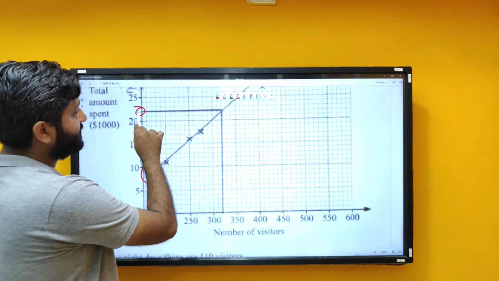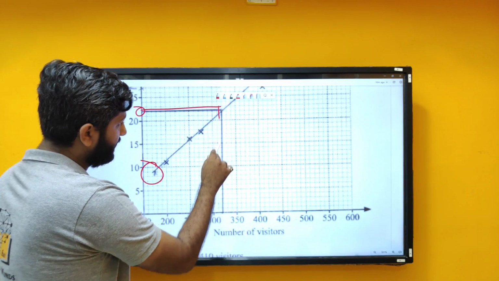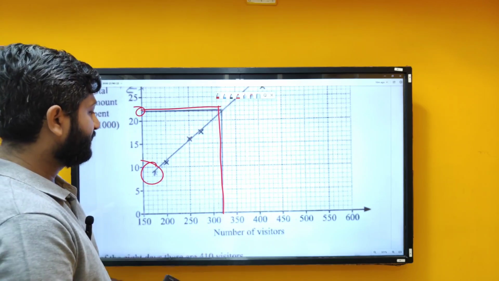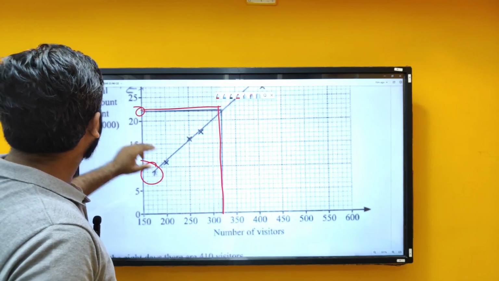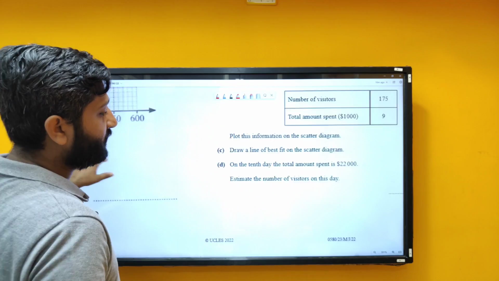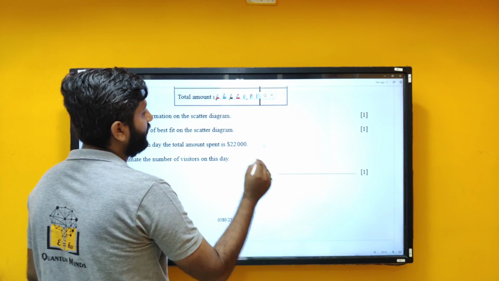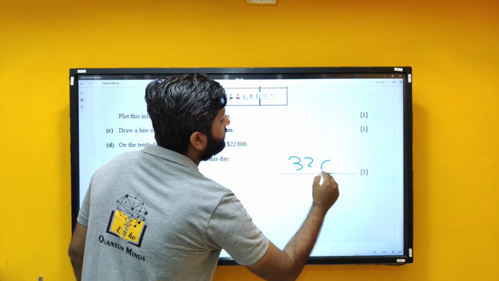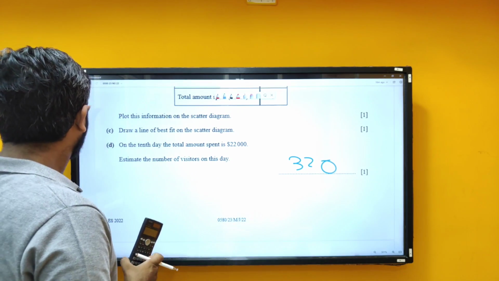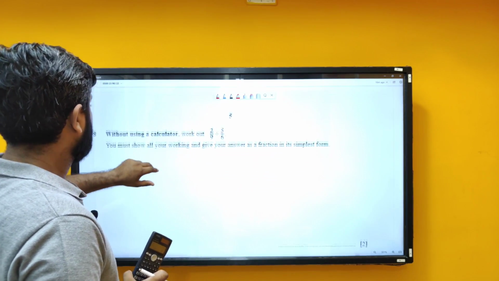So the number of visitors, I have just estimated it using a line of best fit. The number of visitors comes out to be around 320. So we are assuming that we had 320 visitors on that day. On the 10th day, we had 320 visitors. Let us move to the next question.